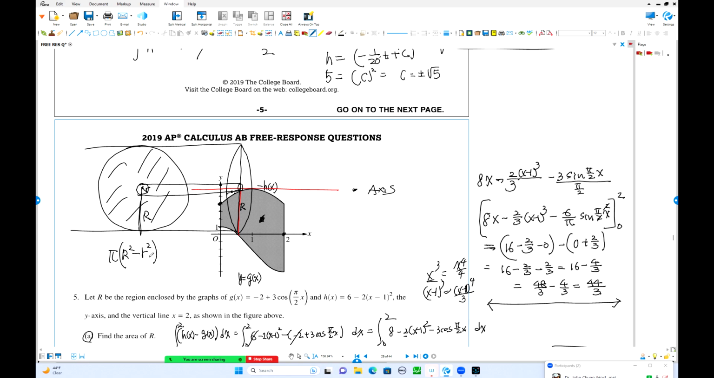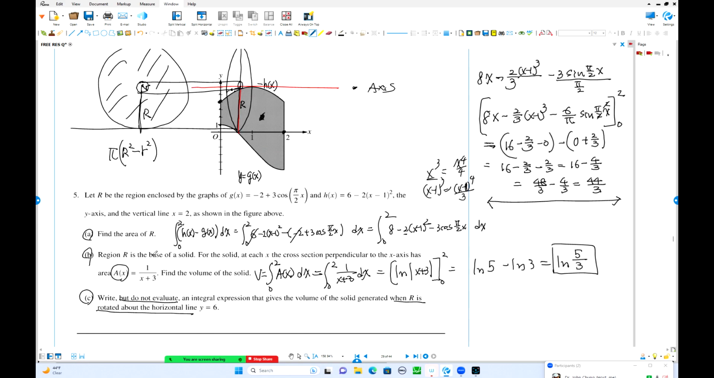We take the integral from 0 to 2, that's it. So from 0 to 2, the integral of pi R squared. This R is how much? This is 6, right? 6 minus the bottom of it. The bottom is g of x. So 6 minus g of x.